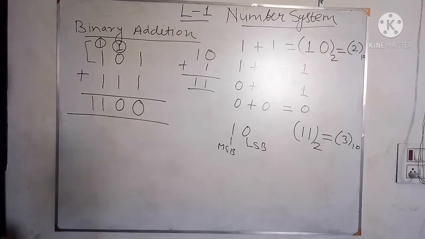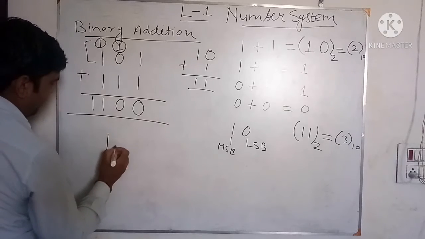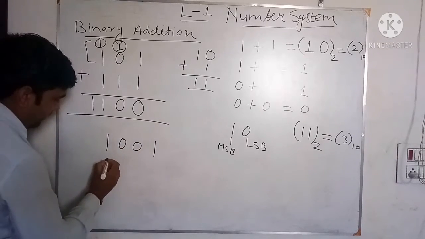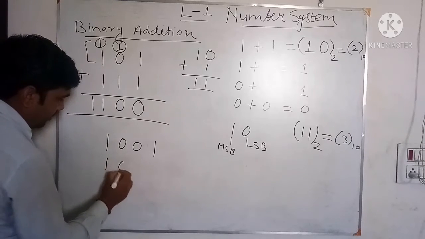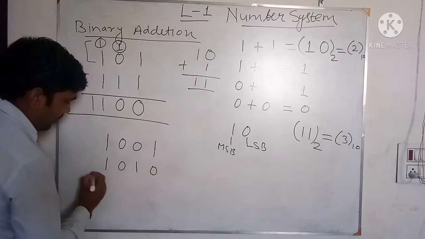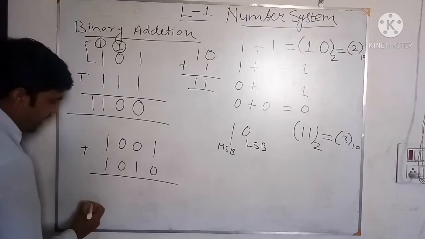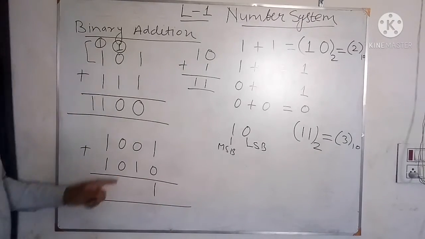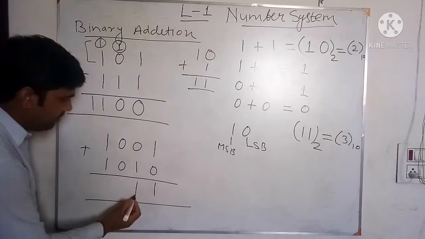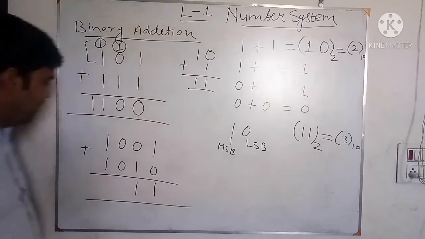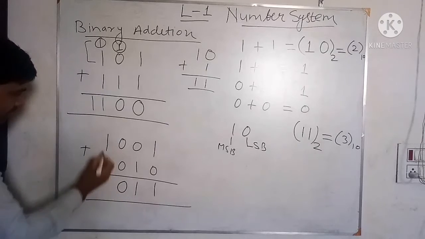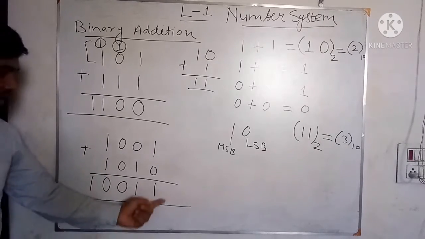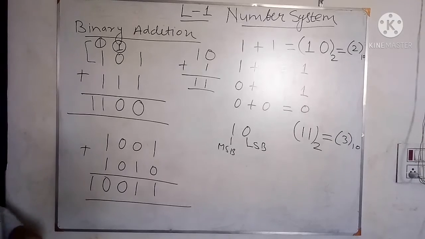Now we can take any other example also. Suppose this time we take 1001 and we add 1010 to it. Now see what will be their sum. How do we add these two binary numbers? Again 1 plus 0 gives you 1, 0 plus 1 gives you 1, 0 plus 0 gives you 0, 1 plus 1 gives you 10. So the sum of these two binary numbers is 10011. Like this we have to write.